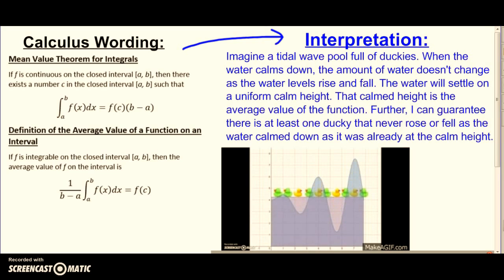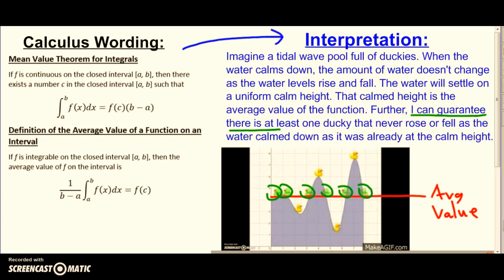And as that tidal wave calms down, you notice these duckies, some of them are rising, some of them are falling, and some of them are staying at the same spot. Okay? On this visual, I want you guys to think of this as your average value. And there are these green duckies that aren't moving. And the reason they're not moving is they're already at the average value. So I can guarantee there's going to be at least one ducky that never has to rise or never has to fall down to the average value.